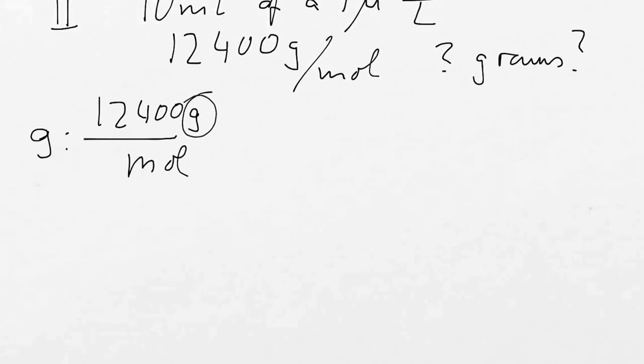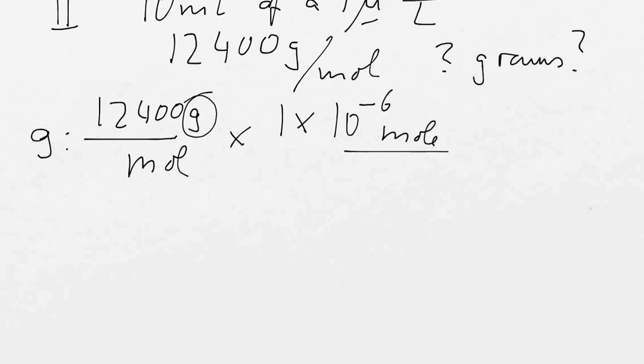Excellent. Yes. But I have got the pesky mole, so I want to cancel that out. Do I have anywhere something that has mole in it? It's in the concentration, exactly. It is 1 times, I've got the micro, so be aware of that, 1 times 10 to the minus 6 mole per liter. What happens to the mole? They cancel out. So I have now gram per liter sitting there.